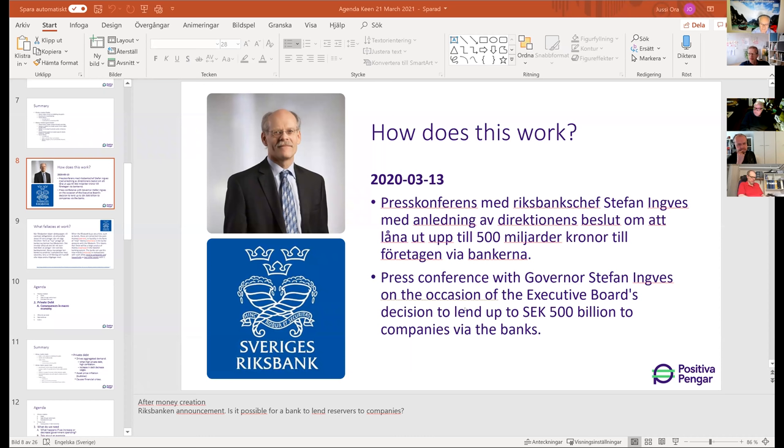So this was a press conference with Governor Stefan Ingves on the occasion of the executive board's decision to lend up to 500 billion to companies via the banks. So what's going on here? What do they believe in then? Well, what they should have done is lend to the government. They're saying they shouldn't lend via the banks. They should have lent directly to the firms.